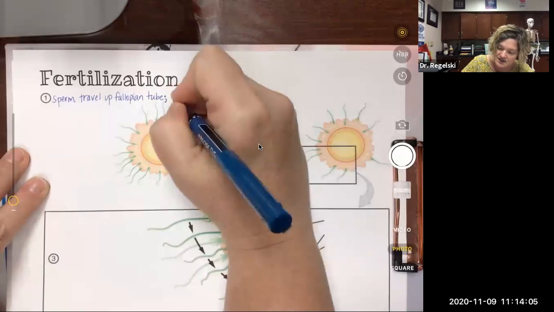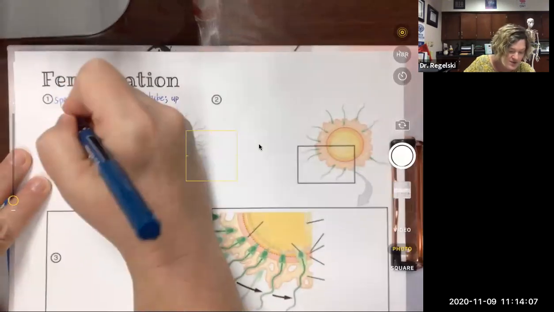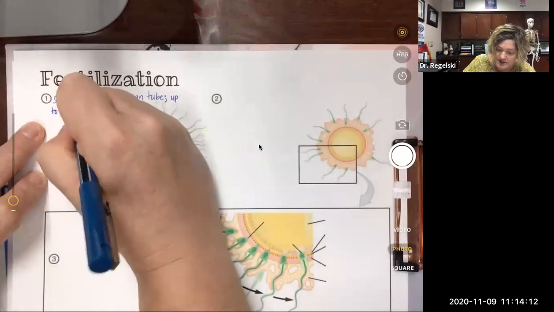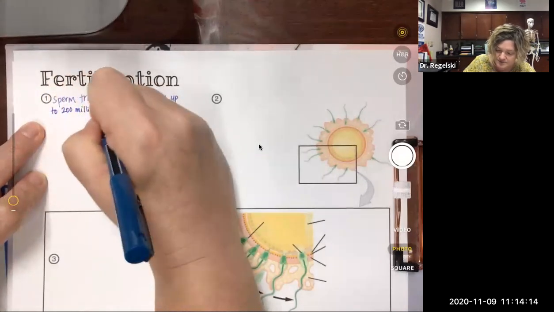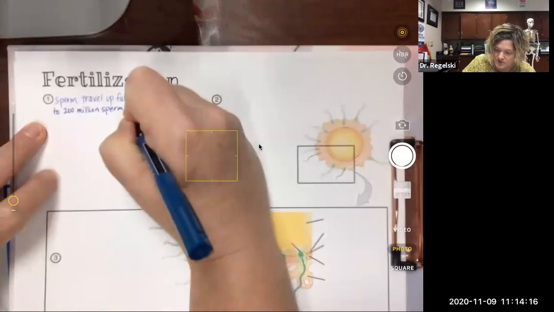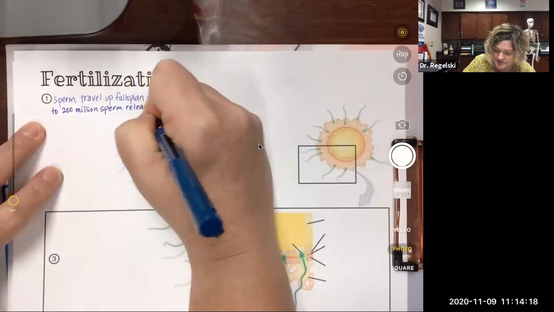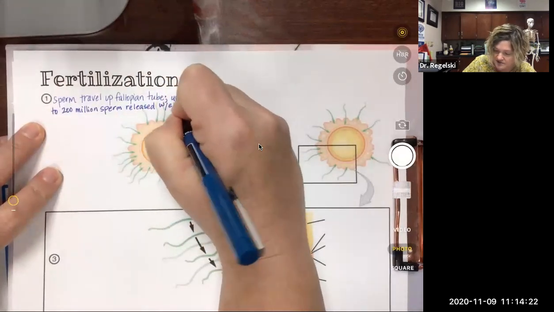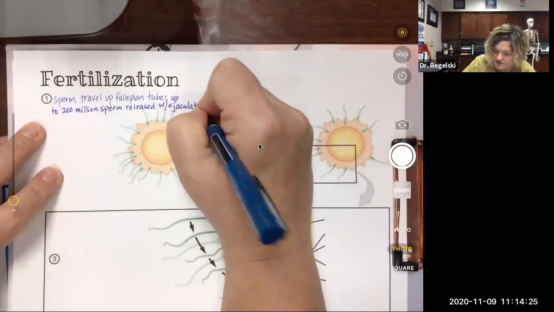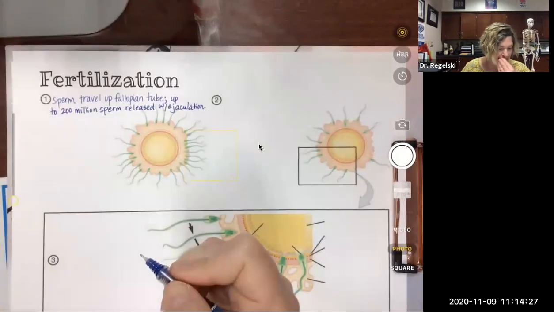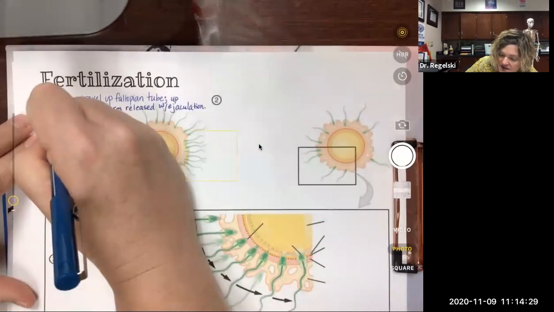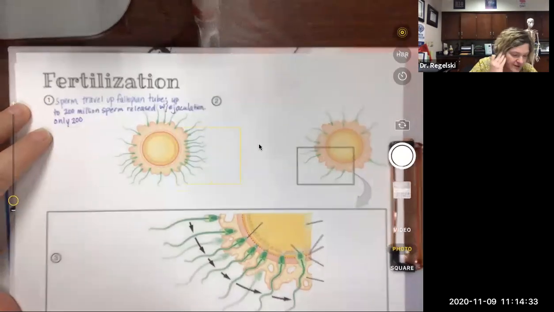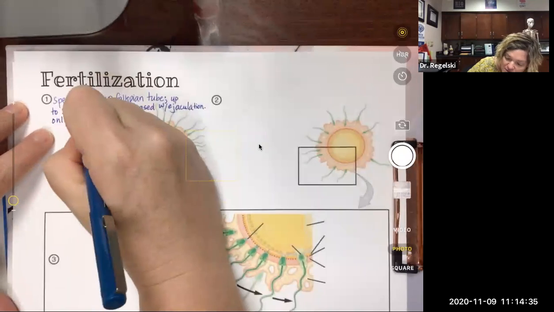And then a little factoid here: up to 200 million sperm are released with each ejaculation. Okay, here's another little factoid: only around 200 sperm reach the egg.